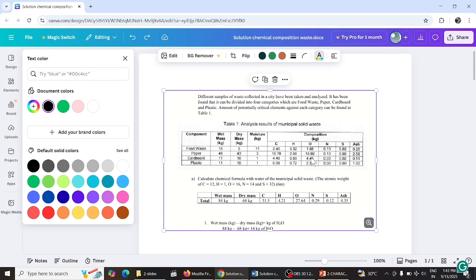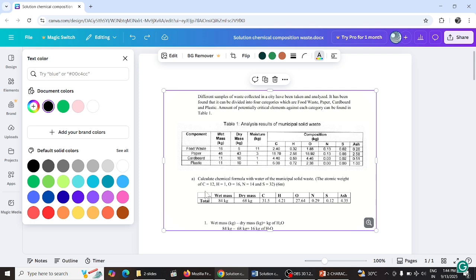Usually in this analysis, we have two types of analysis. First one is the proximate analysis. So in proximate analysis, usually we find out the moisture content and the volatile matter, and in the ultimate analysis, usually the carbon, hydrogen, nitrogen, sulfur, and the different elements are given. So in front of us we can see we know the wet mass, we know the dry mass, we know the moisture content.